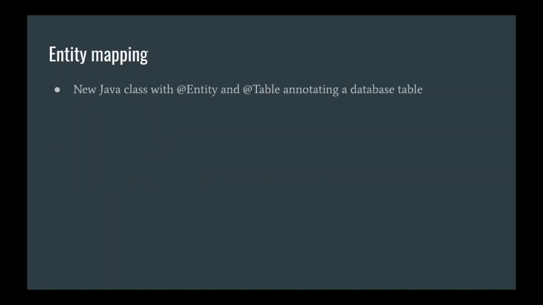So now what's the next big thing? The next thing is we need a new Java class with two annotations, @Entity and @Table, which points to a database table. So these two annotations will make sure that this Java POJO will point to a database table, and JPA will be able to interact and map the data according to that. So that's the entity mapping side.